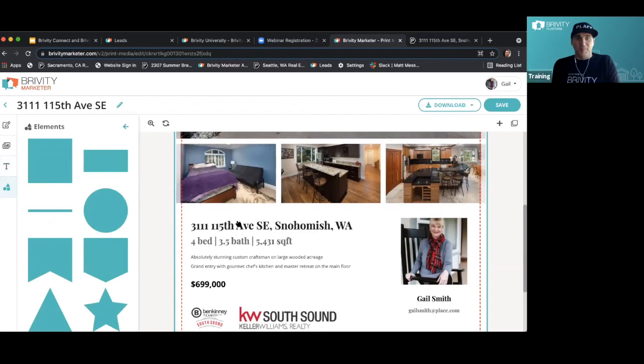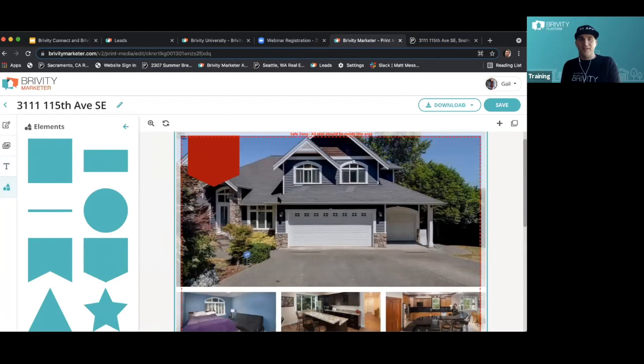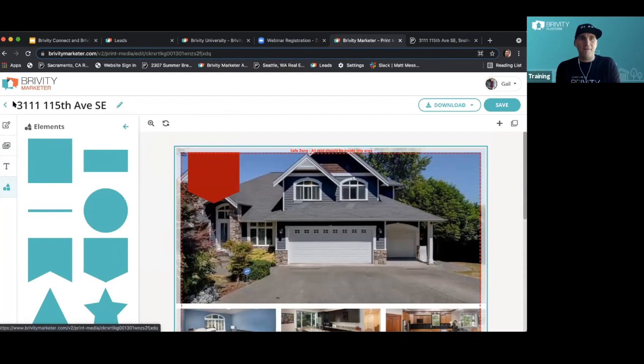I'm like, special financing, we need that. Come in here and change the color of that banner because that's not my color. My color's red, right? Like I can do anything I want with this. And it's really easy. We preload it with all the information from the MLS, all the photos, the description, the price, the bedrooms, the bathroom, the square footage, all that fun stuff. And off I go at the end.